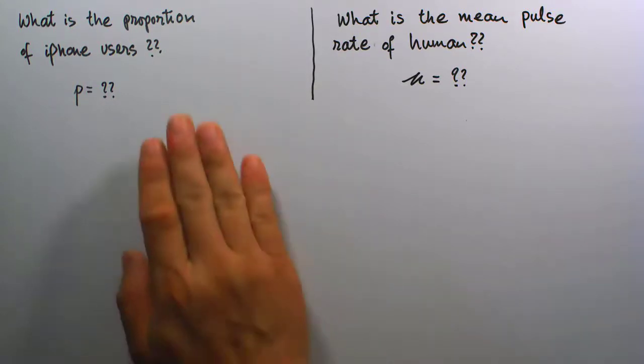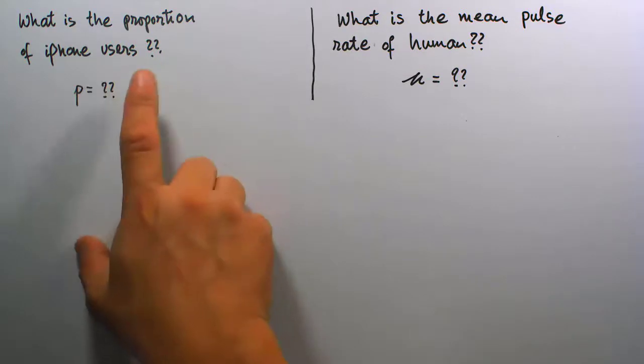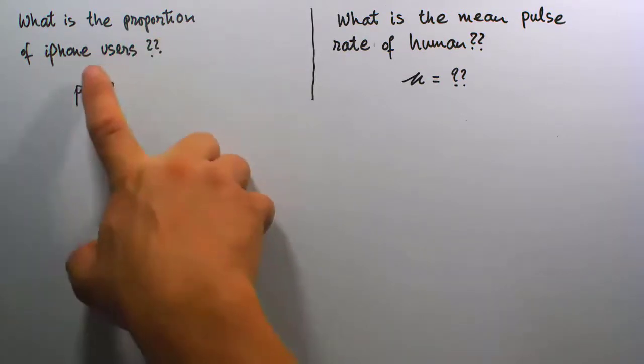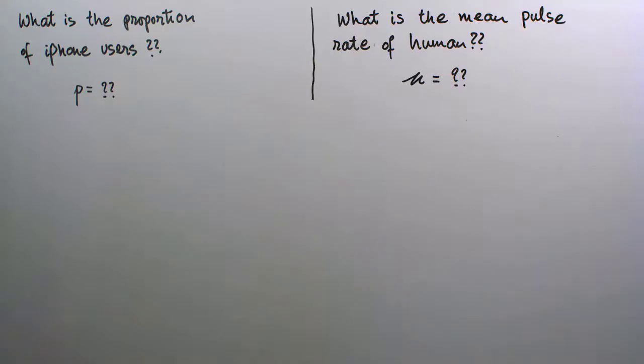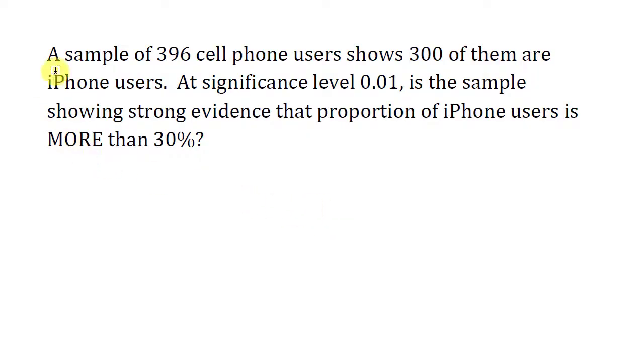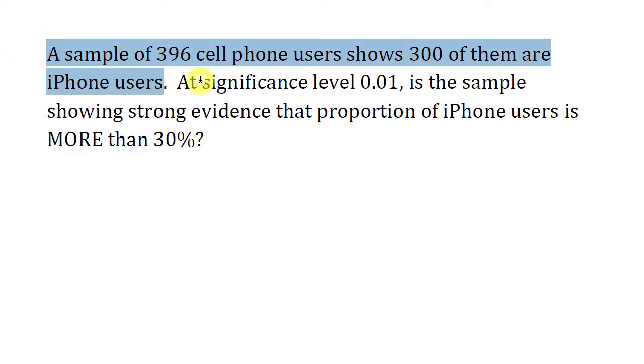So let's say right now, let's look at our proportion of iPhone users again. We still don't know an answer, but here is what we have as a worded problem. So now let's turn over to my computer screen here. Right from the beginning, the description says, in a sample of 396 cell phone users, 300 of them are iPhone users. So right there, that first piece of information is indeed indicating that we have a sample proportion.